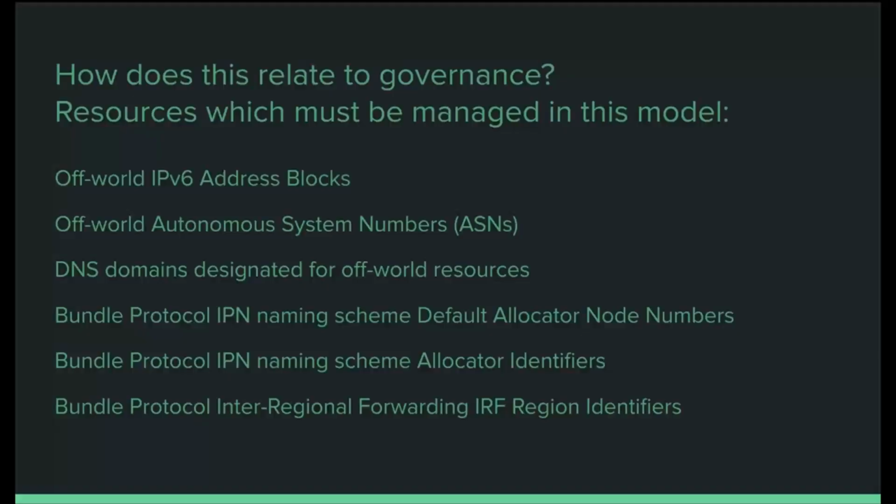So, how does all of this relate to governance? Well, there are quite a few resources that need to be managed in this model. As I previously stated, there are off-world IPv6 address blocks and the allocation thereof, and who performs that allocation. At present, this is vested in the RIR system, which manages terrestrial IP addresses and autonomous system numbers as well.